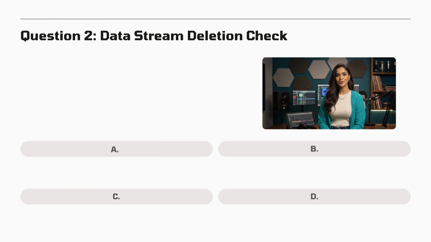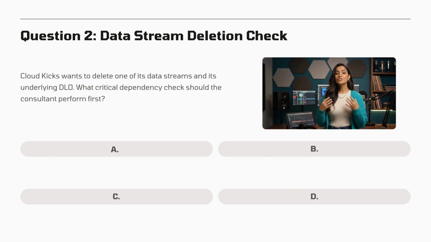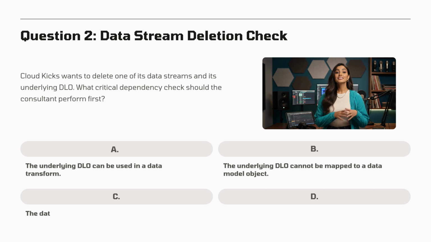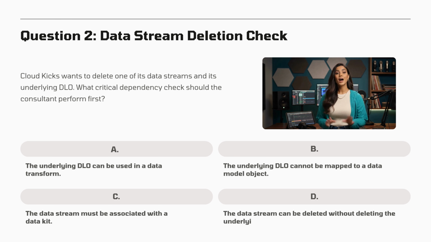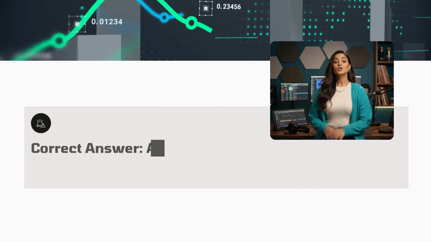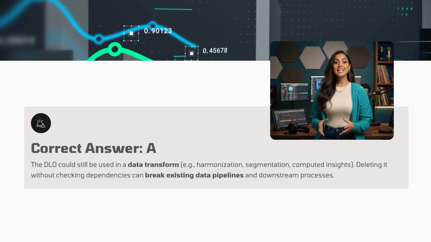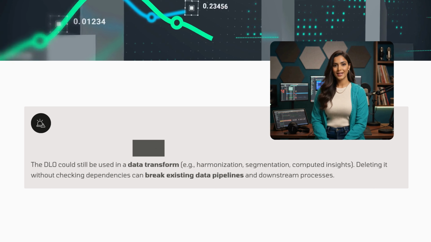Next up, Question 2, data stream deletion. CloudKix wants to delete one of its data streams and its underlying DLO. What should the consultant check before doing that? Options: A. The underlying DLO can be used in a data transform. B. The underlying DLO cannot be mapped to a data model object. C. The data stream must be associated with a data kit. D. The data stream can be deleted without deleting the underlying DLO. Correct answer: A. The DLO could still be used in a data transform. Deleting it without checking dependencies can break your pipelines.